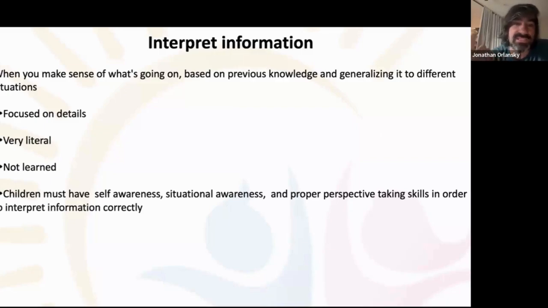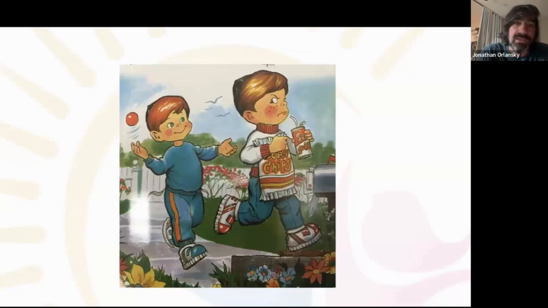Children must have self-awareness, situational awareness, and proper perspective-taking skills in order to interpret information correctly. Those are three building blocks of these sorts of interpretations, which are all pretty distinct. You need to know who you are in a situation and how a situation is responding to you. Situational awareness is what is expected of one in a situation, and what others are thinking and doing, and the sort of knowledge they're working off of in order to be able to interpret everything that's going on.